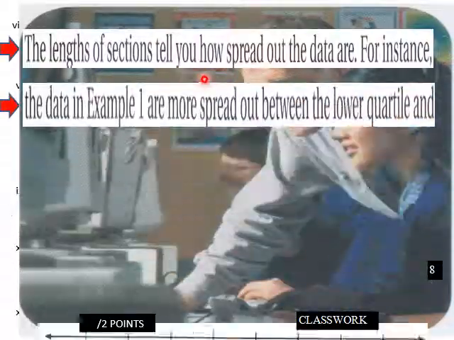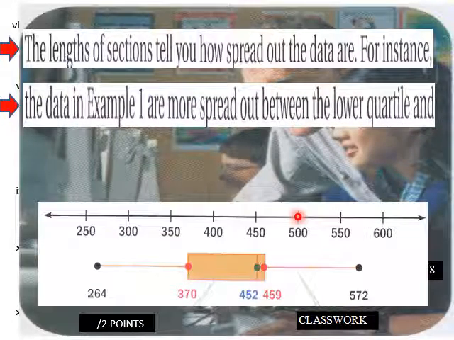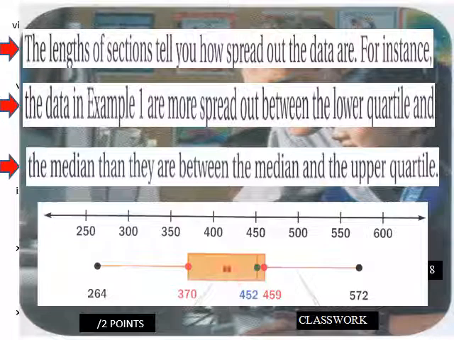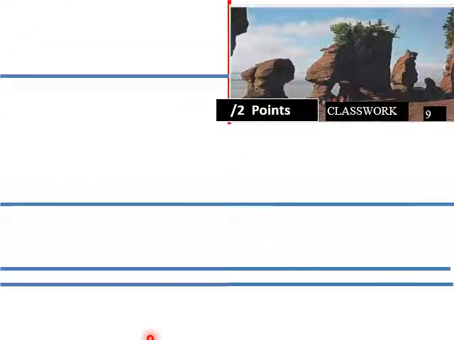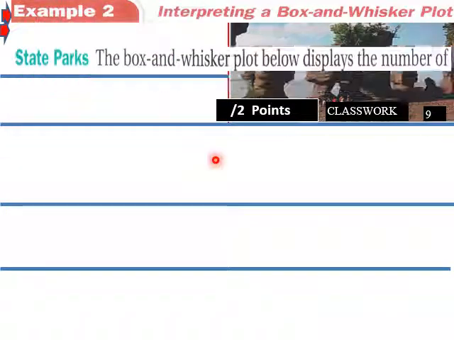So the length of the subsections tells you how spread out the data is. For instance, in example 1, they're more spread out between the lower quartile and the median than they are between the median and the upper. So we have more of a spread between here and here than we do from here to here, right? That's pretty obvious when you look at it. It shows that pretty well. A box and whisker will show the spread of your data really well.